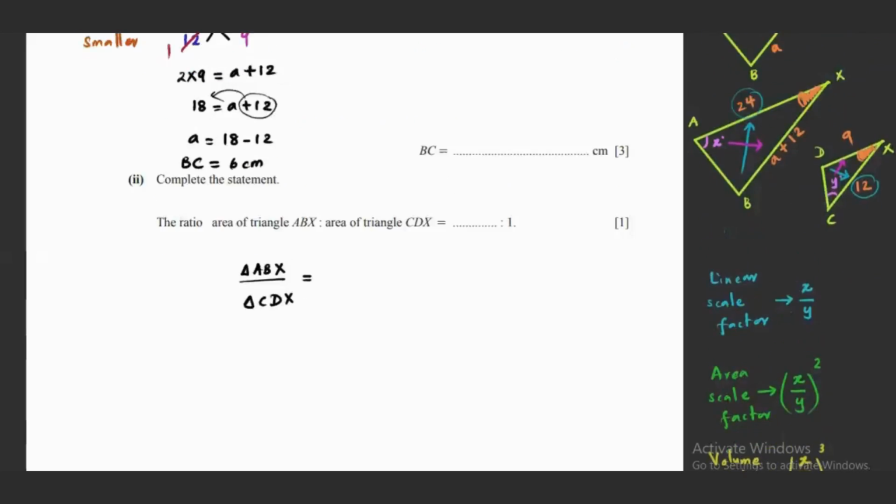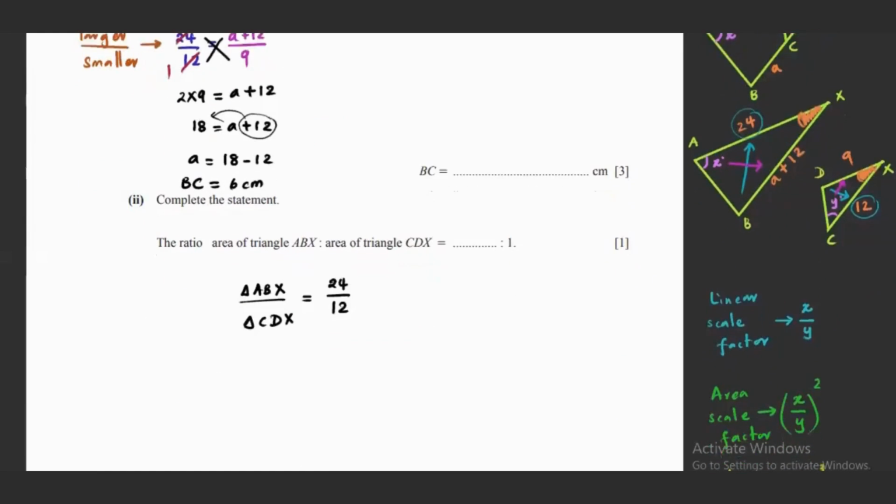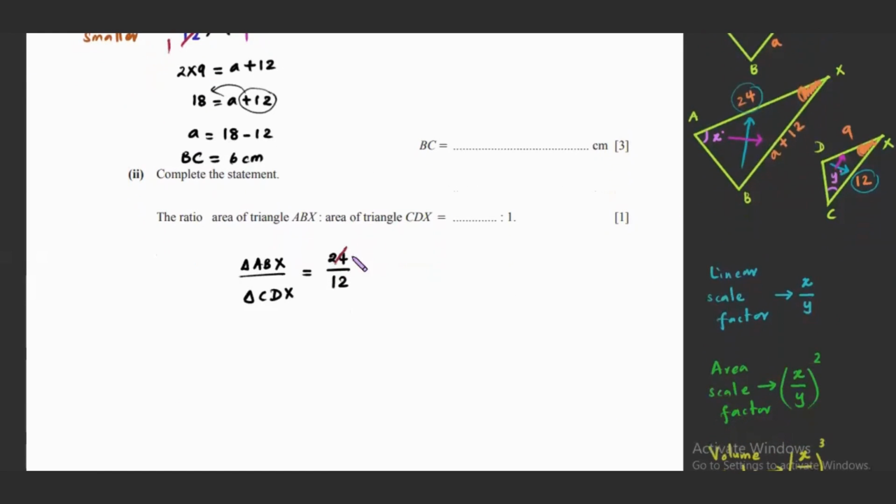First, from the previous question, we have a relationship between the sides of both the triangles. ABX is the larger triangle, which had this 24, and the smaller triangle is CDX, which is 12. So I can just relate the sides first, which is 24 over 12. When I simplify this, I end up getting 2 over 1. This is actually the linear scale factor.